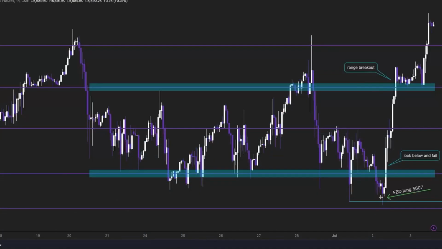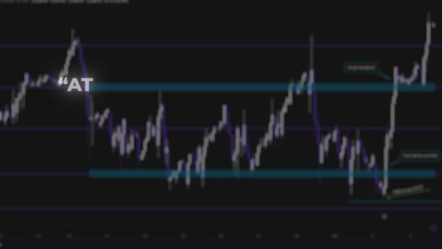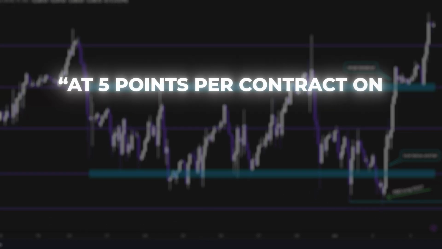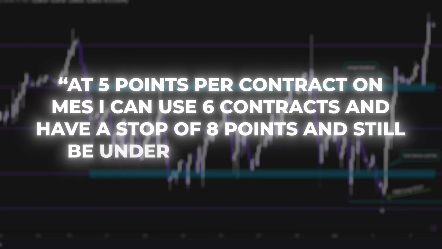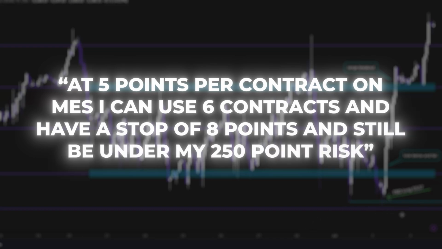In this case, if I'm going to go long above this low here, my stop is going to be below the low, and then I'm going to be, let's say, risking 8 points. So if I'm risking 8 points and I'm trying to size based on risking $250 for this trade, I can calculate that and say at $5 per point per contract on MES, I can use 6 contracts and have a stop of 8 points and still be under my $250 risk.